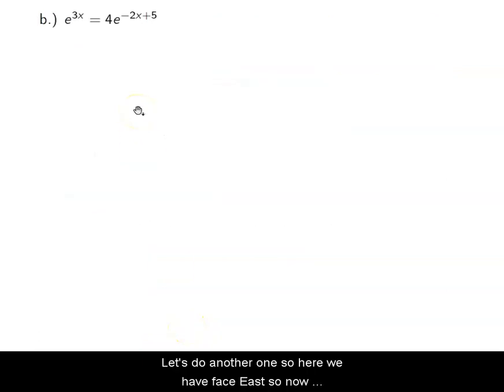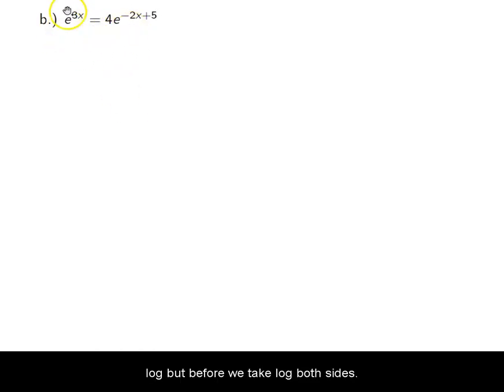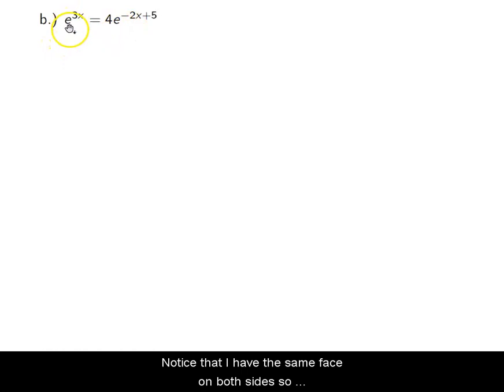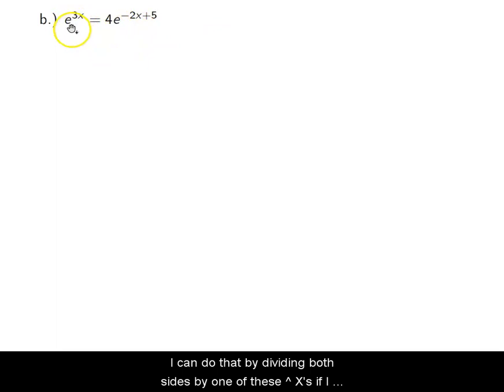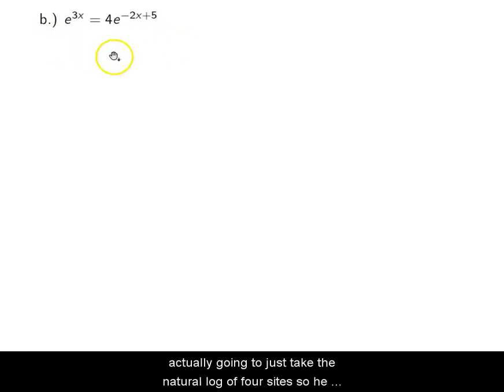Okay, so let's do another one. So here we have base e. So now when we take log of both sides, we want to use natural log. But before we take log of both sides, notice that I have the same base on both sides. So what I want to do is get all the stuff that has x's on one side. And I can do that by dividing both sides by one of these e to the power of x's if I want to. Or I can go straight into taking the natural log of both sides. Either way is okay. So for this example, we're actually going to just take the natural log of both sides.